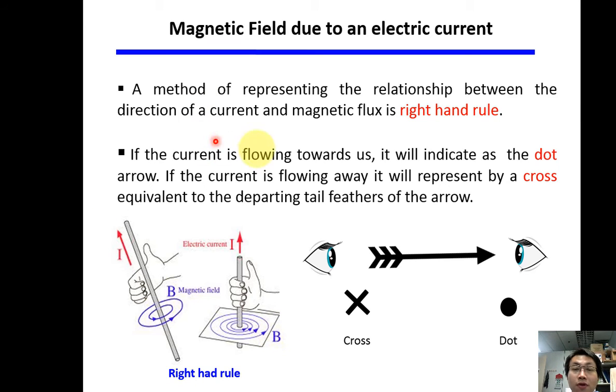If the current is flowing towards us, it is indicated by a dot, the arrow tip. If the current is flowing away from us, it is represented by a cross, equivalent to the departing tail feathers of the arrow. As a simple illustration, if this is an arrow and we look from here, the flux is coming towards us, so we will see a dot. If we look from the other side, we will see the flux flowing away from our eyes, and we will see the tail of the arrow, which is a cross.